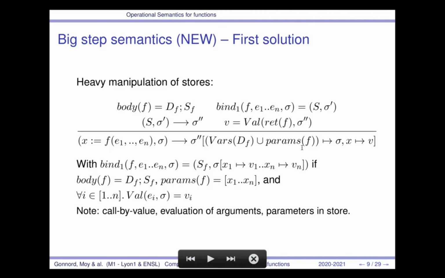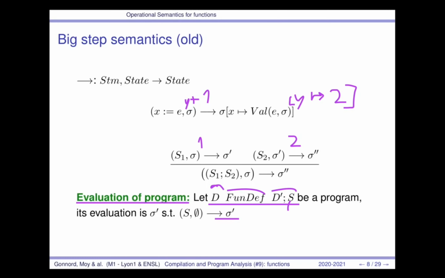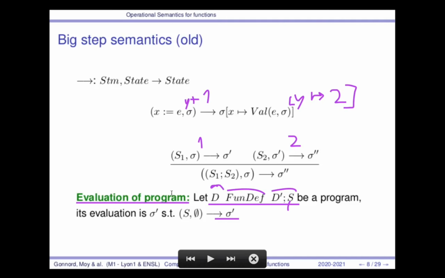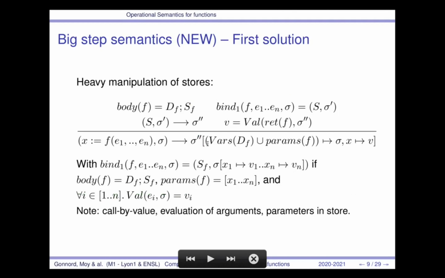Remember that we've just seen a magical store update operator that takes a set of variables and updates the store with a new partial store for some variables. And we will use exactly that. And this is why sigma second is a store after the evaluation of the body of f. So it's perfectly fine, except that it modified values for the local variables of f and the parameters.